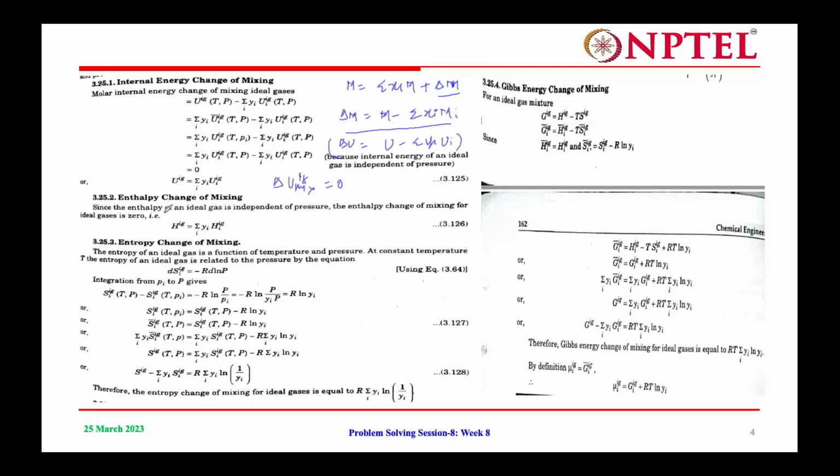Now the change of mixing for the enthalpy. Here enthalpy is also independent of the pressure. So the enthalpy change of mixing for the ideal gas is also 0, right?